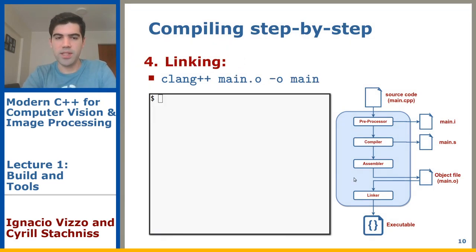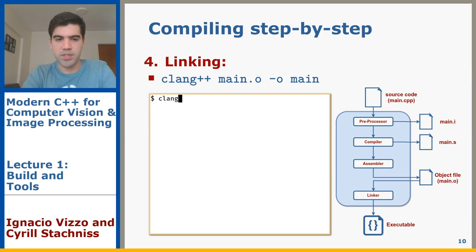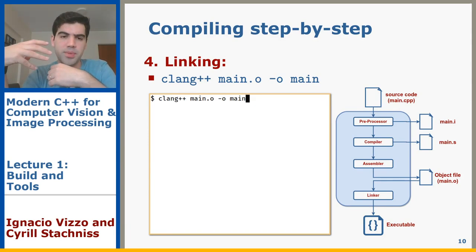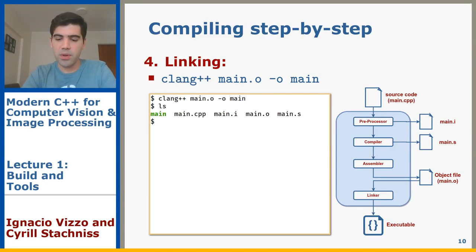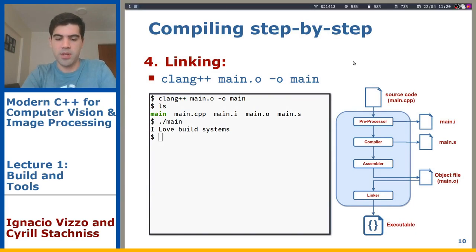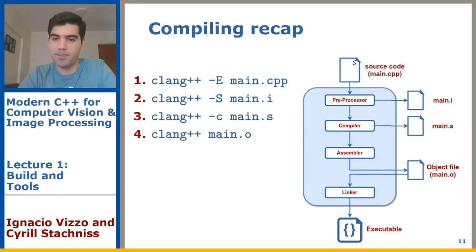So how do we link this program? It's super easy, just do clang++, and then you say, okay, this is the object I want to link, and then let's call the executable, the output of this linking process. Here you can invoke multiple object files. In our case, we only have one. Let's call it main. And then if you list your directory, you have your main executable. So, doing a recap.